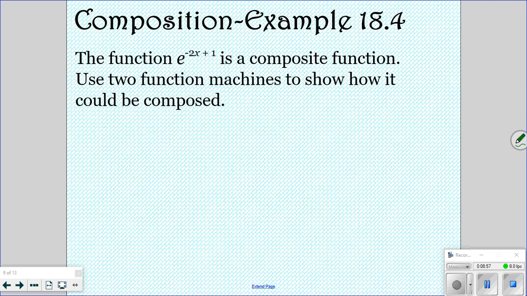Okay, looking at another example. This is a composite function. It says use 2 function machines. I'm not going to use function machines. We're just going to make 2 functions.